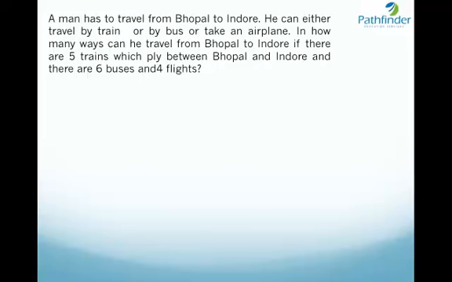Now, the key question here is whether there are 3 jobs to be performed. No, there aren't 3 jobs to be performed. There is only one job, that is to travel from Bhopal to Indore. And there are 3 choices. Either the man can travel by train, or by bus, or by airplane.